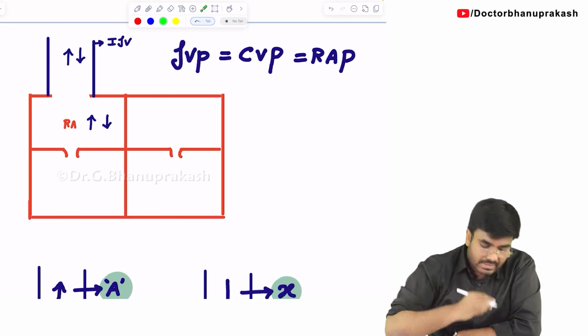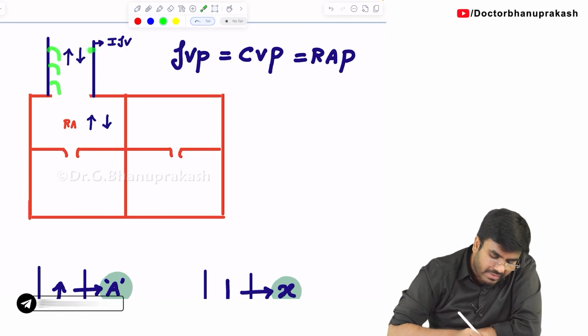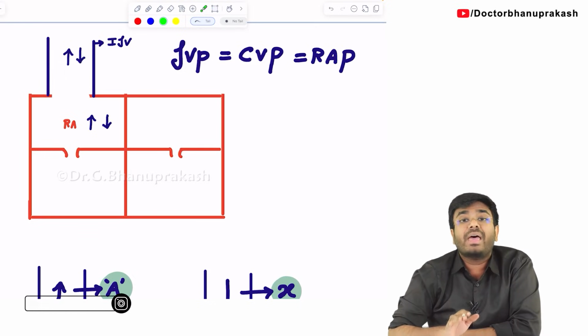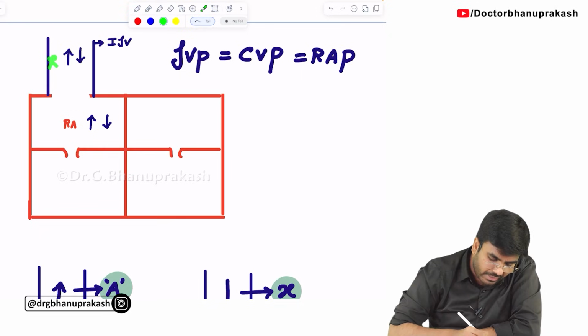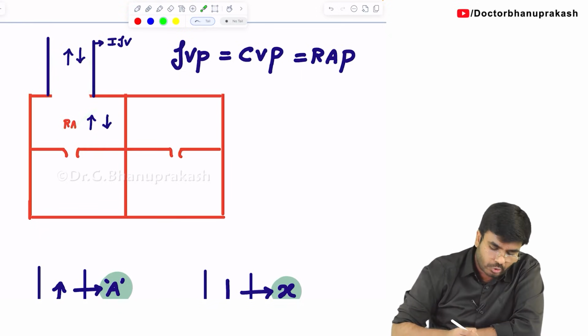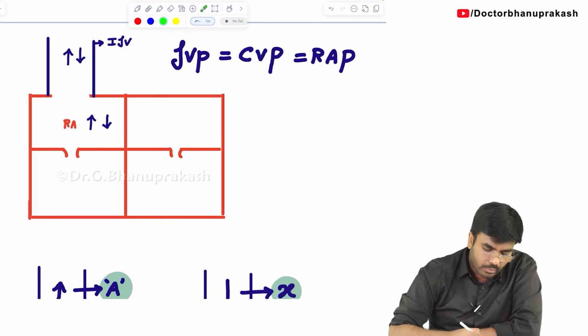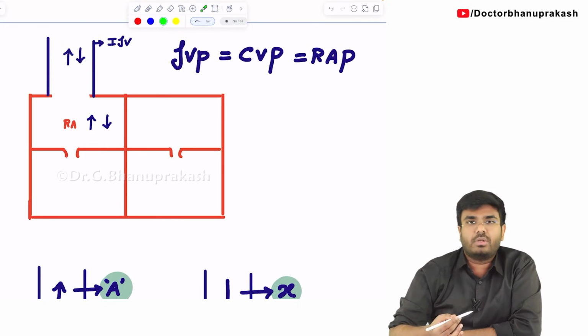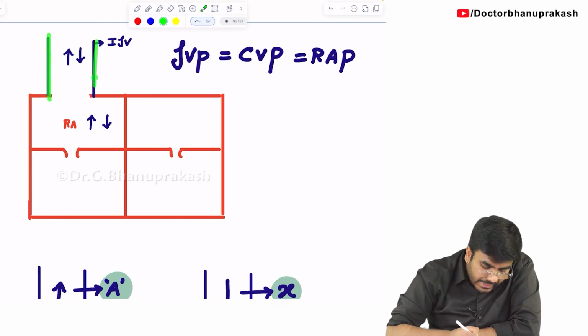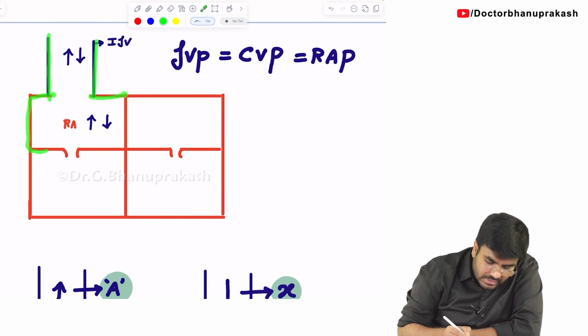Now, the first point is, usually in veins there are valves present. But here there are no such valves. Valves are absent, valveless. So can I say something like this? The right atrium is in contact with the superior vena cava, and the superior vena cava is in contact with the internal jugular vein. So all these act like one single chamber because there is no valve.